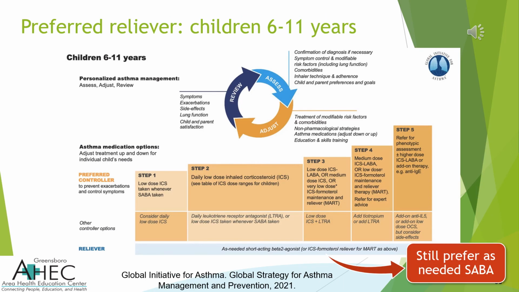We won't discuss in depth the treatment algorithm for children aged 6 to 11 years old, but just know that the GINA guidelines still prefer as-needed short-acting beta agonists like albuterol for steps 1 through 5 for the pediatric population. The guideline does mention that you may consider a low-dose maintenance and reliever therapy for steps 2 through 5, but this is not preferred.